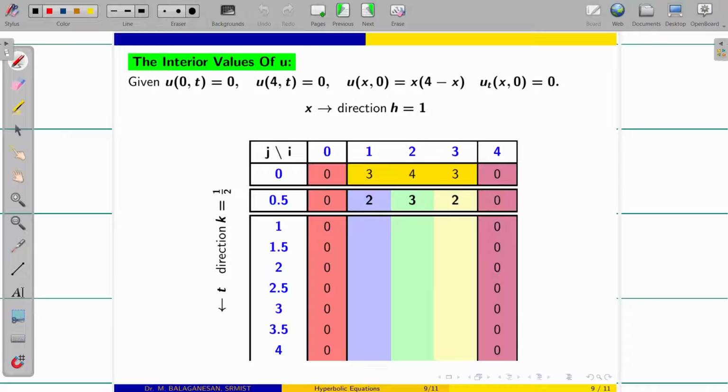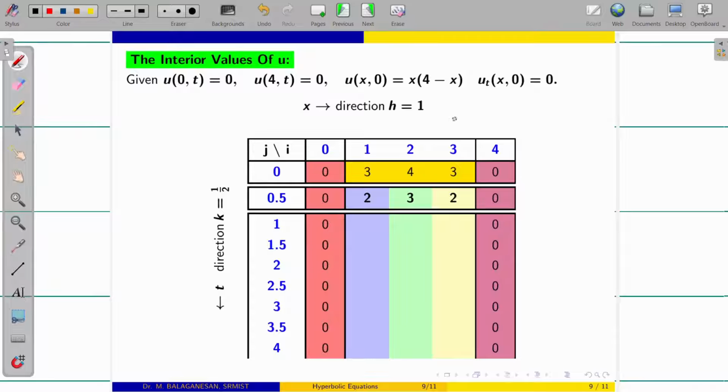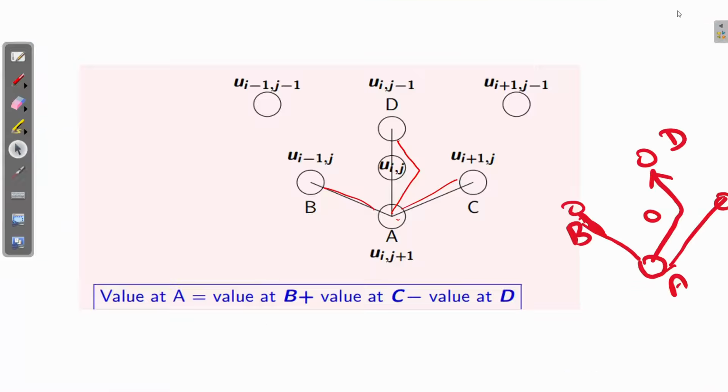2, 3, 2 we found because of the average. This average, this average, this average. Now we have to find this value. How to find it? Would you remember the diagrammatic representation? I will show you again. So this one. If I want to find this value, this plus this minus of this. So B plus C minus D if you want to find the value.